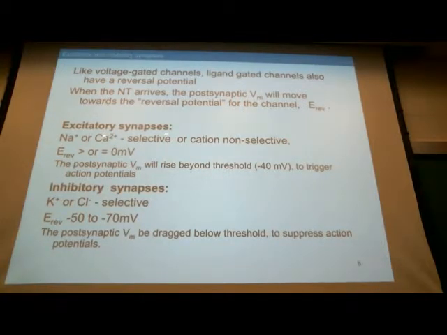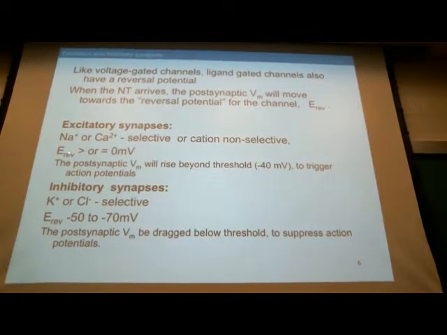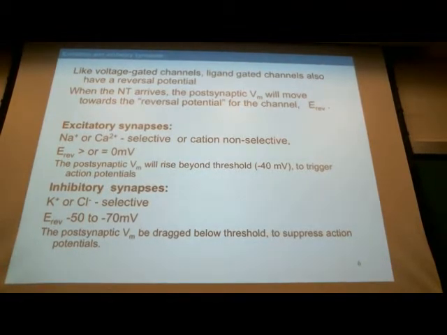For excitatory synapses, the channel tends to be permeable to sodium or calcium, or it's what we call cation non-selective, sodium and potassium. Typically the reversal potential, just like you learned sodium has a reversal potential of, anybody? Plus 40, plus 50, somewhere up there, so really high. So this reversal potential is always high, greater than or equal to 0, and that's going to push your voltage in a depolarized direction.